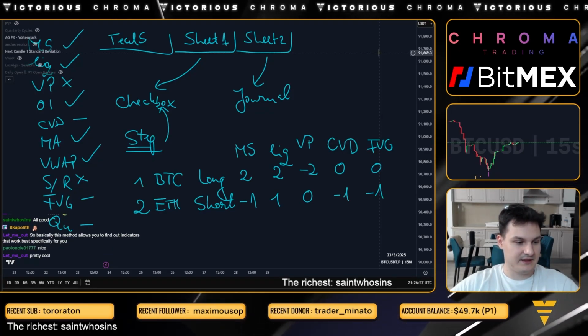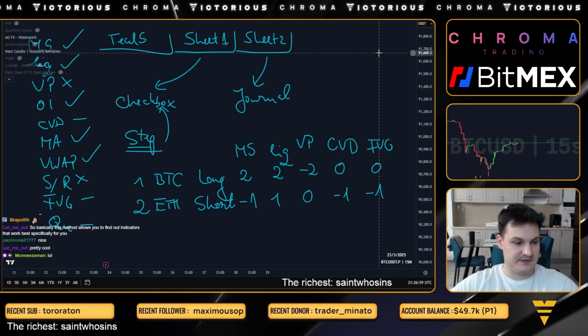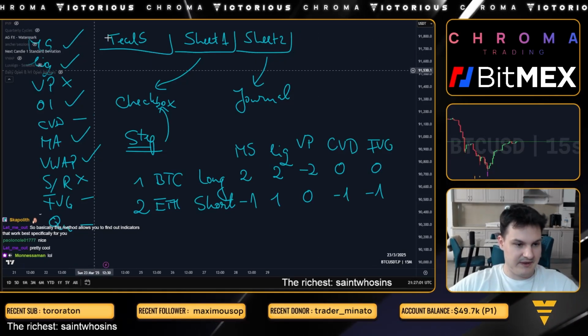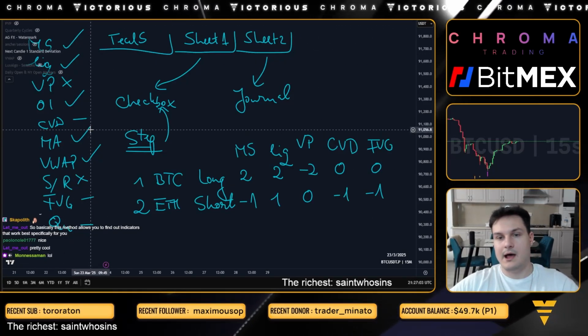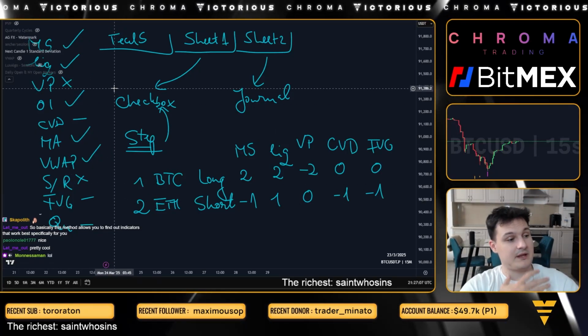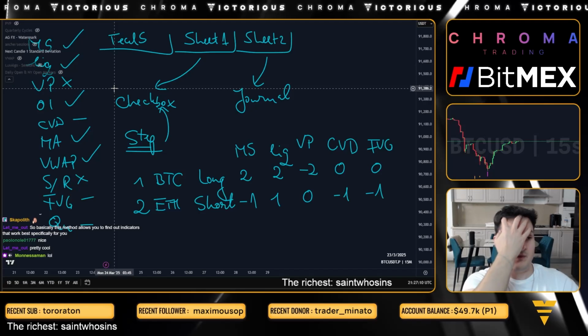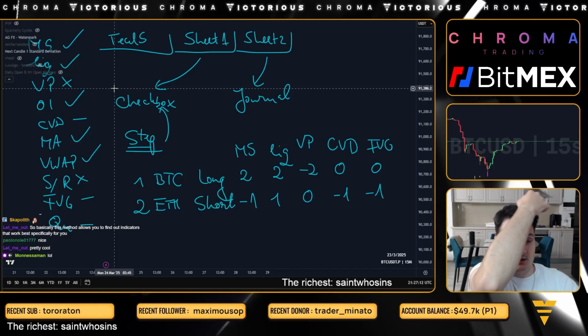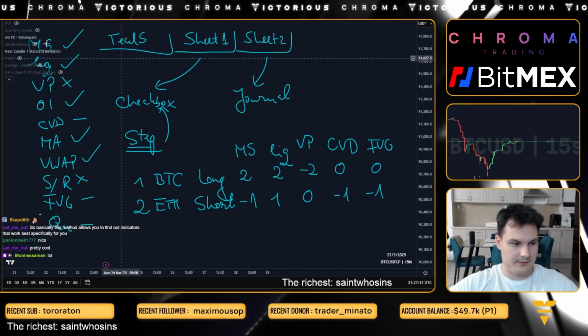So basically this method allows you to find out indicators that work best specifically for you. Yes, indeed, because all these things work. I will never say that RSI doesn't work. I don't use RSI, but I'm never gonna say that it doesn't work, because there are people that can make it work, and if you want to make it work, you can make it work, alright?